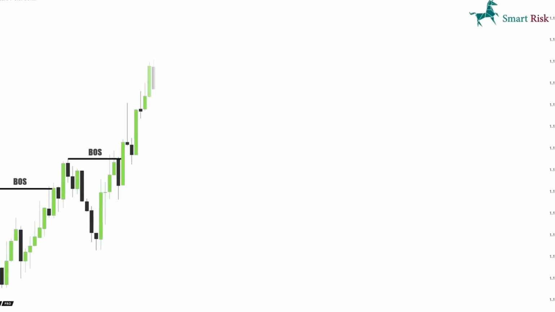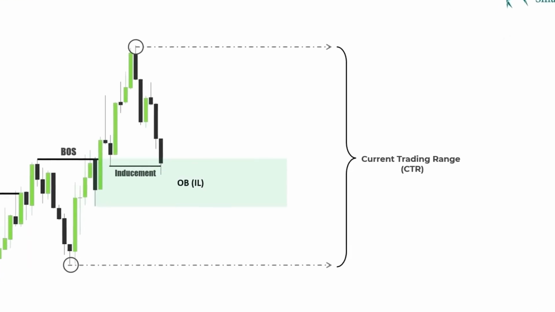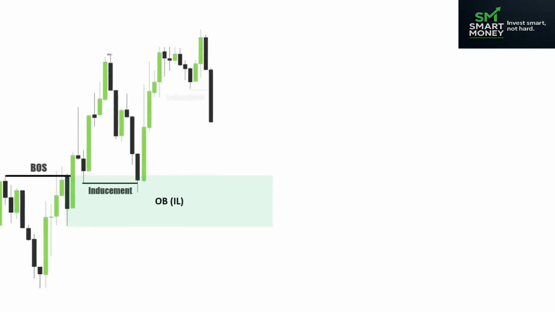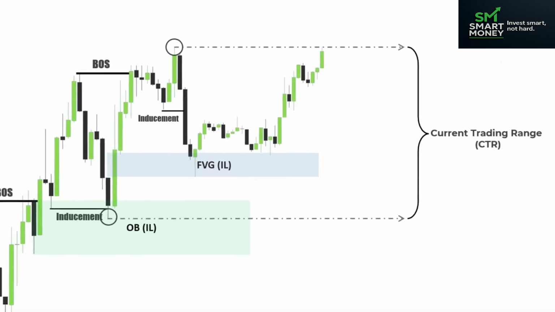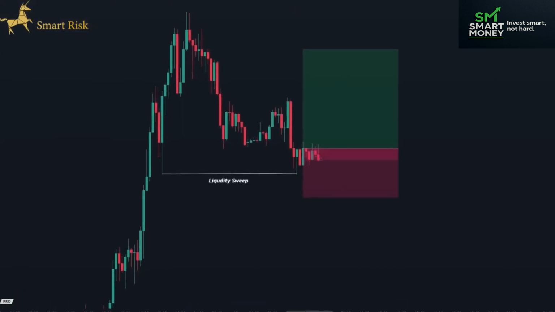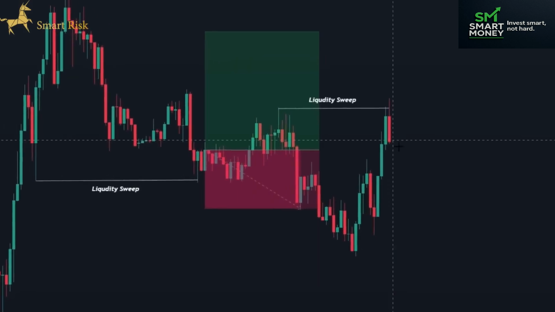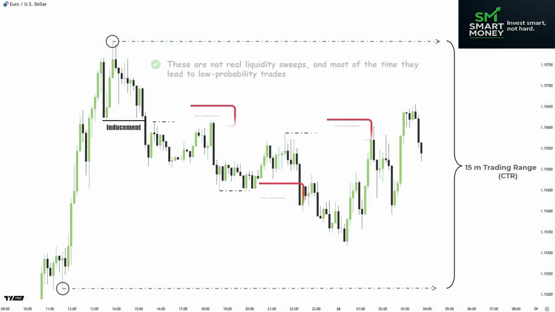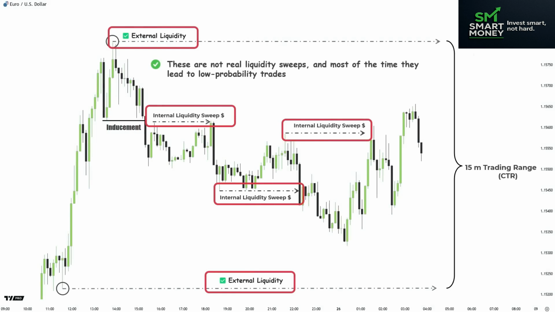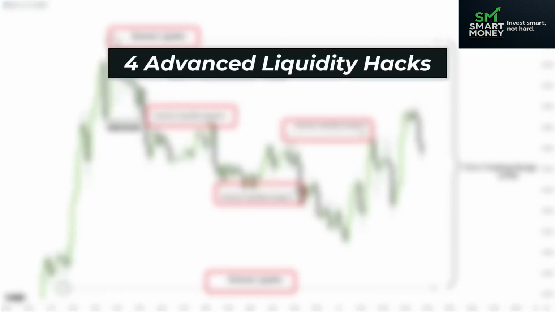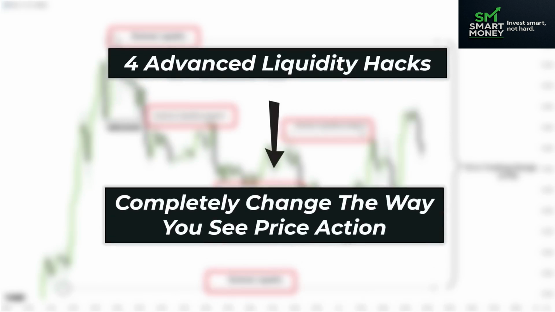Understanding liquidity and knowing how to read it correctly is one of the most important skills any trader must master to survive and stay profitable in the markets. If you can't read liquidity the right way, the market will constantly trap you, no matter how good your entries look. That's why in today's video, I'm going to break down 4 advanced and essential liquidity hacks that will completely change the way you see price action.